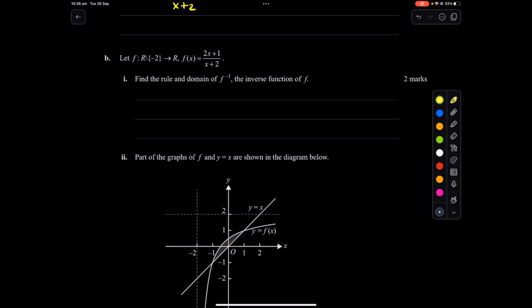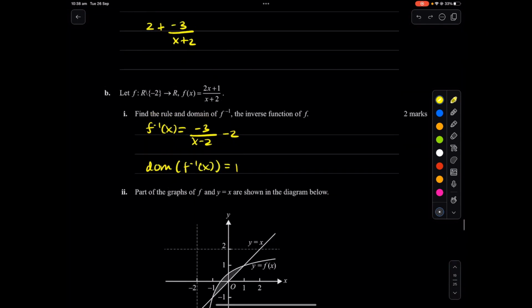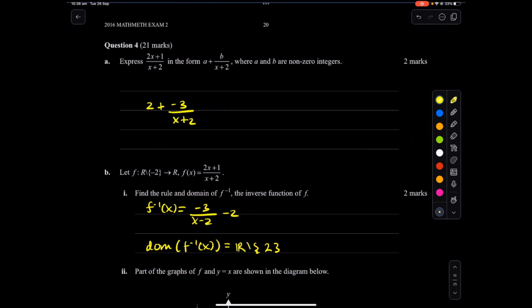Let's write that down. So f inverse of x is -3 over x minus 2, minus 2, and our domain is just the range of the original function. And our original function, what's the range? Well, it's all reals with the exception of 2. Done.